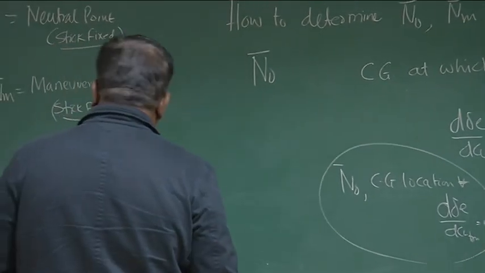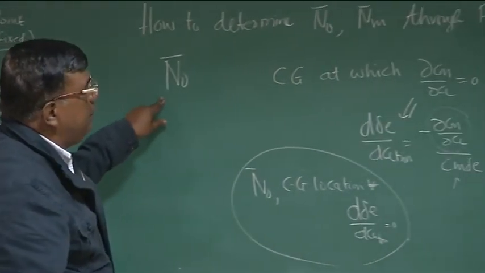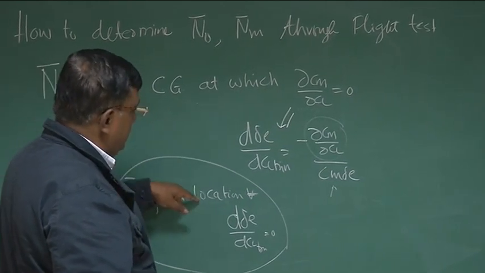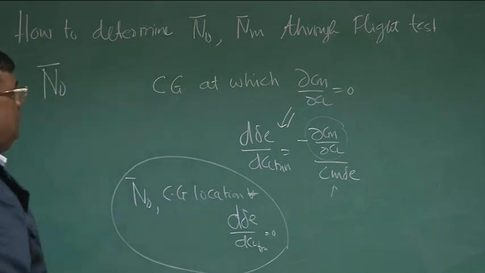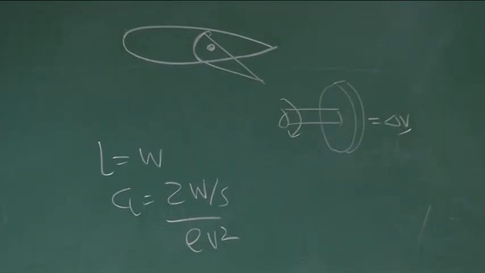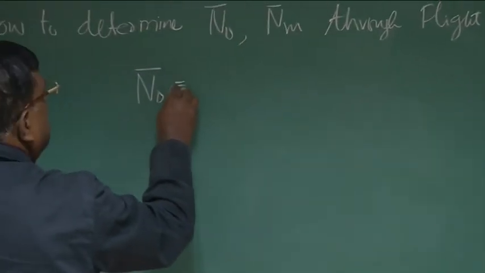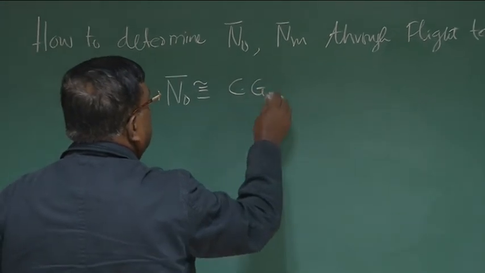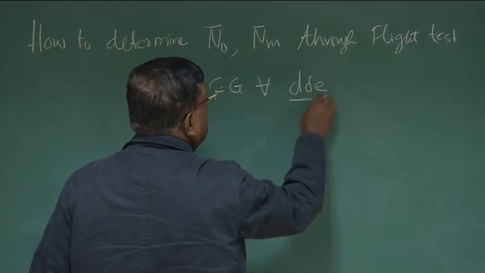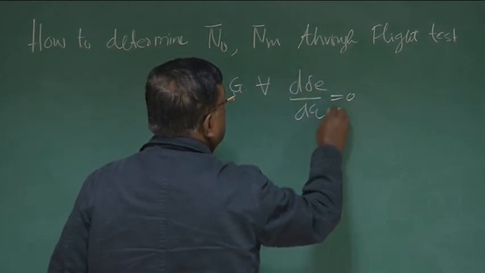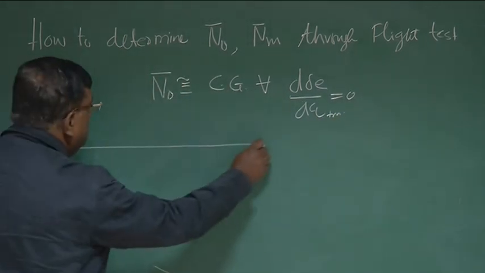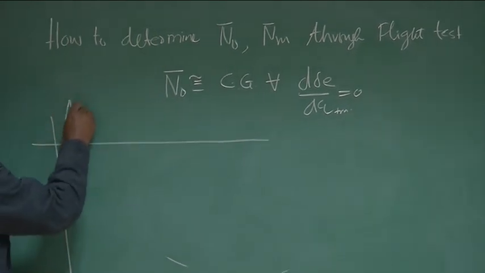Right? So to calculate neutral point through experiment, I will be using this concept that it is the CG location at which d delta E by dCl trim is 0. So how do I do this experiment? Let us understand that. So we are saying N naught is that CG location approximately for which d delta E by dCl trim is 0. What do I do? I go for an altitude, let's say altitude.